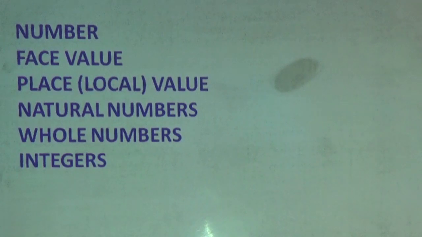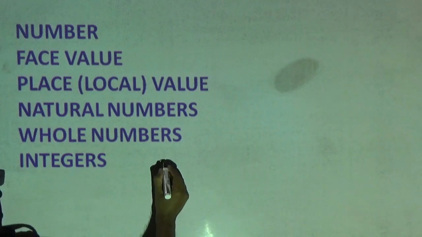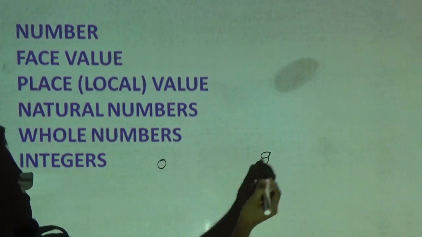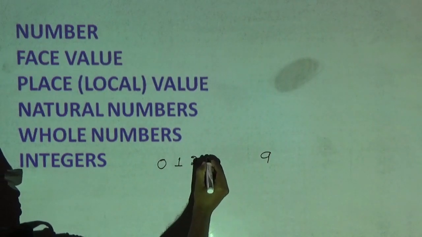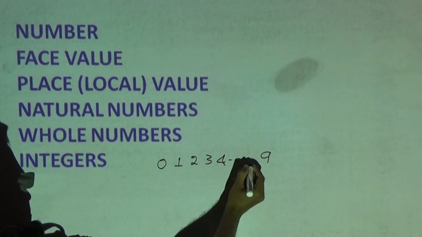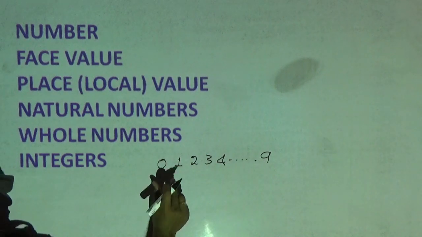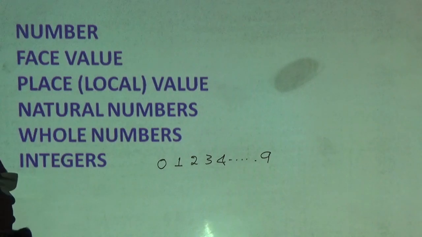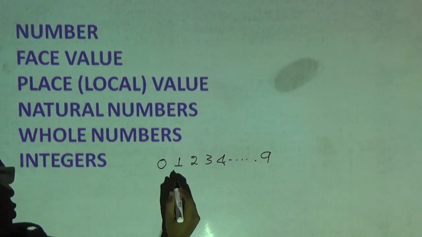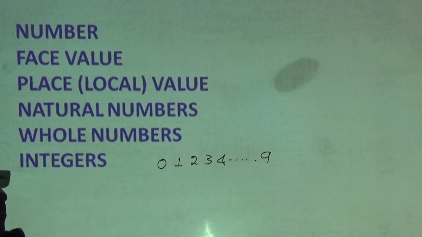The first is what do you mean by a number. So once you understand what you mean by a number: in our decimal number system, we have the digits from 0 to 9, that is 0, 1, 2, 3, 4, like this up to 9. These digits or group of digits will form a number. What do you mean by number? A digit or group of digits is called a number. So hope you have understood what you mean by a number.